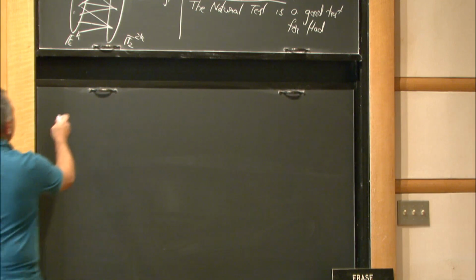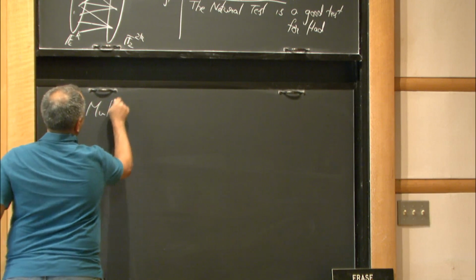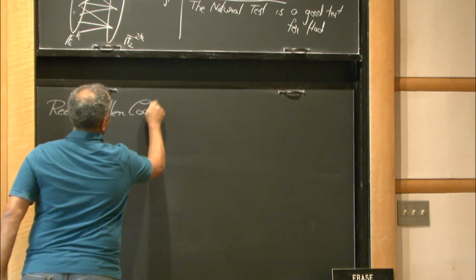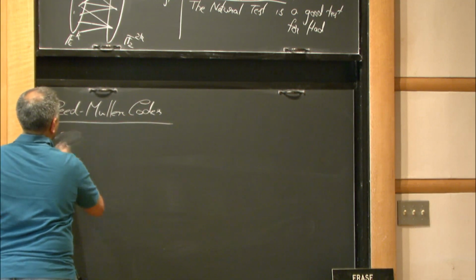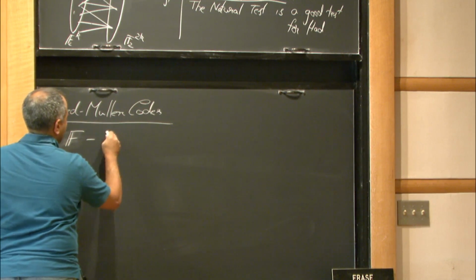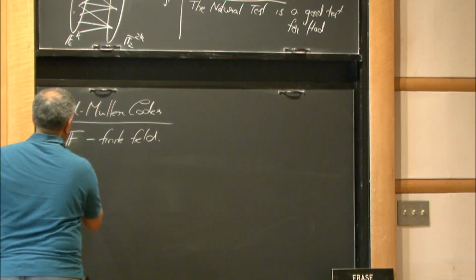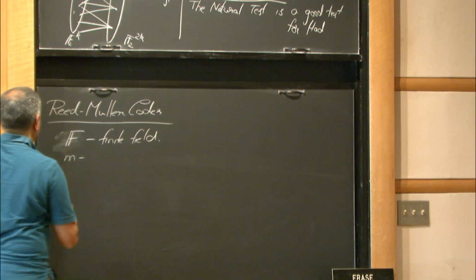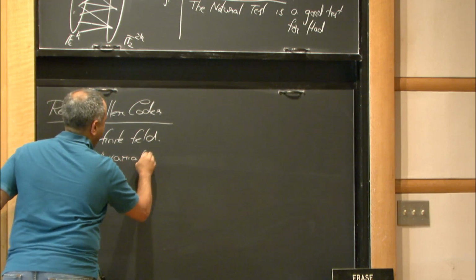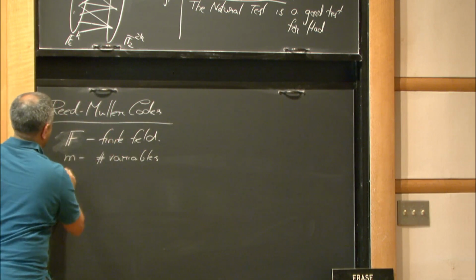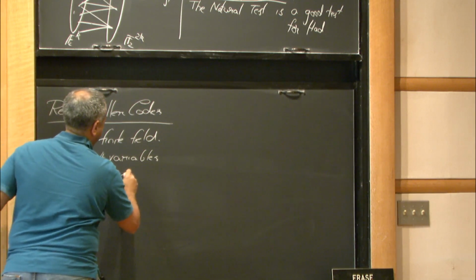Okay. The other example, example 2, that we'll see is what we'll call Reed-Muller codes. Here, we'll work with some underlying finite field. M is going to be the number of variables, and there will be a degree parameter. D is the degree parameter.